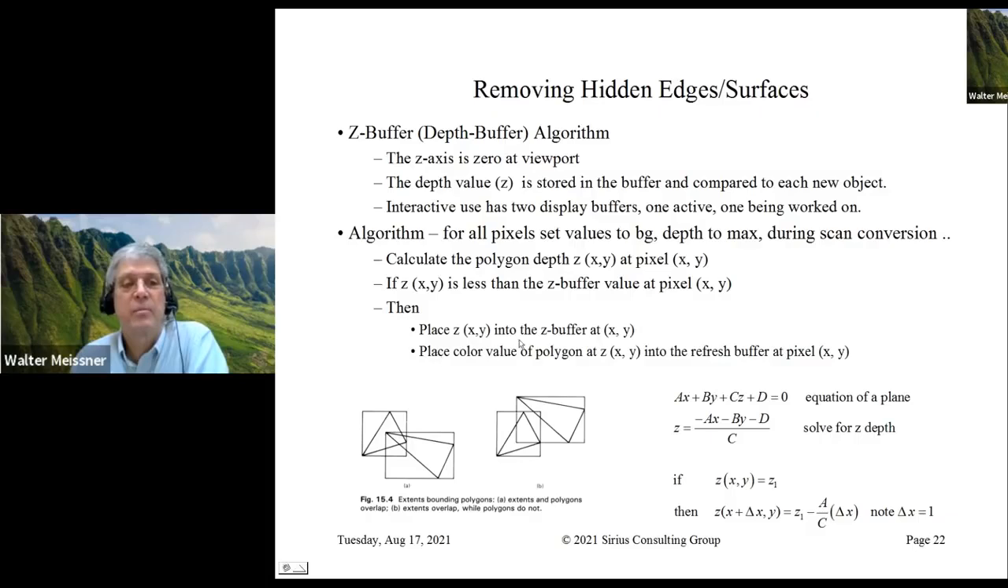And this is to be able to check it against the Z value of another polygon at a later time, and then place the value of the polygon into the Z buffer at pixel XY. Basically they're using the equation of a plane and solving for Z to do the Z depth. However, since they're moving across by 1 pixel at a time, delta X is really only 1, so it simplifies to the equation that's shown at the bottom.